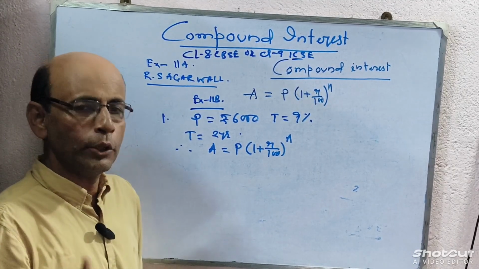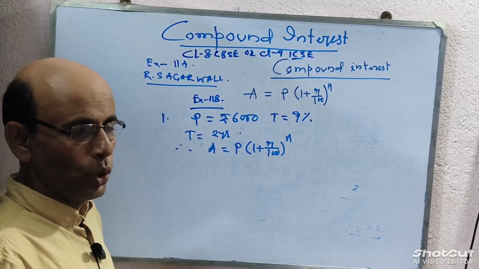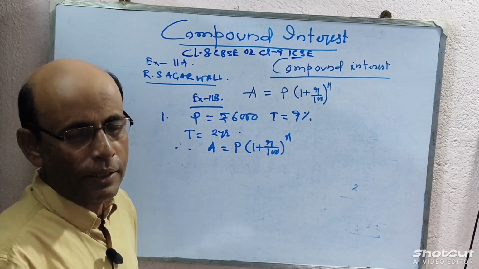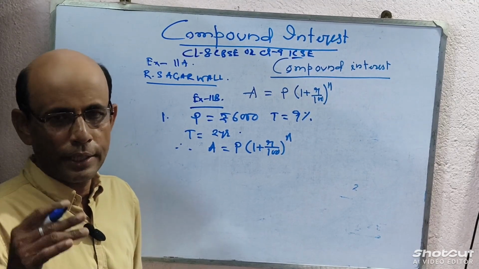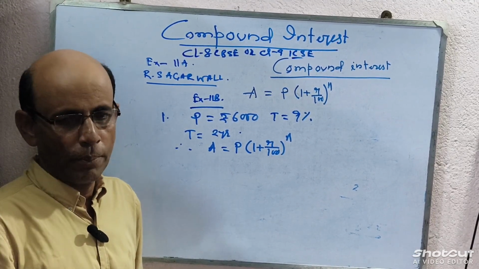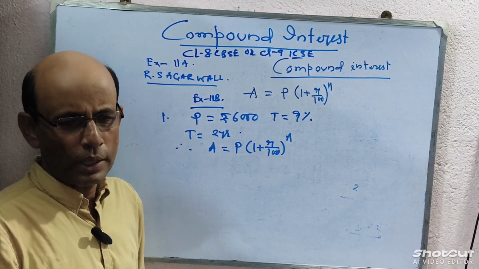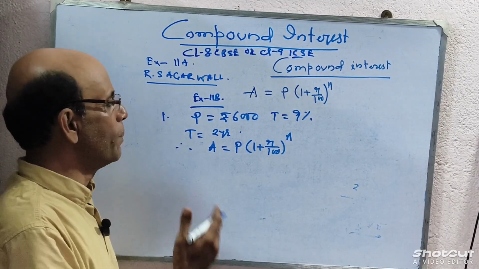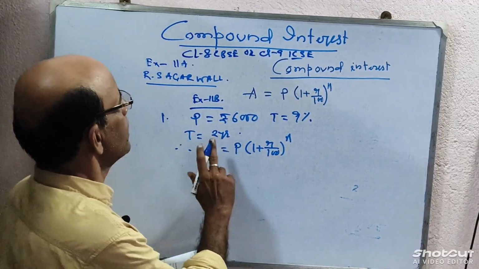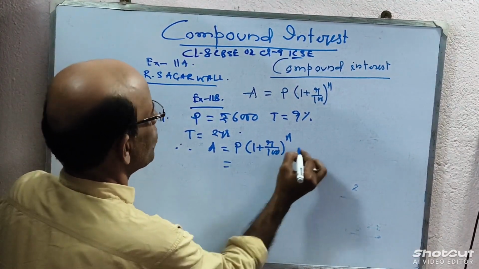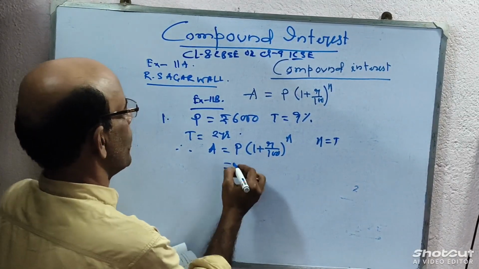It may be equal to the year if it is yearly compounded, but in half yearly it will be twice. In every year, compound interest is calculated 2 times if it is half yearly compounded. In quarterly, N will be 4 times the time. In this case, N is equal to T because it is yearly compounded.